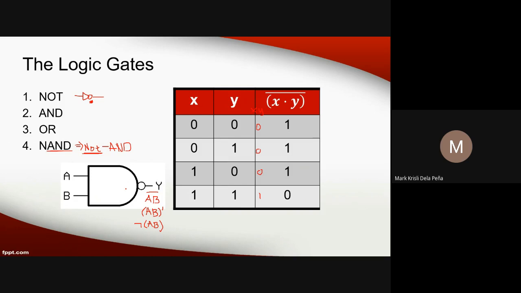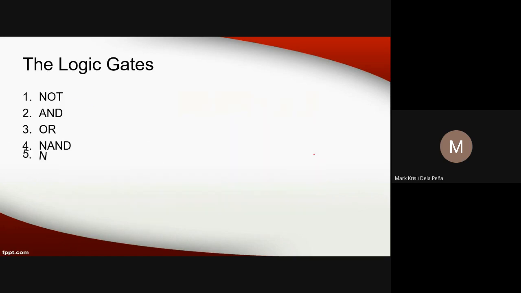So going back, again, this is the NAND gate, and this is the truth table for a NAND gate. The next one is NOR, and this is NOT OR. Just remember that N represents the NOT. The symbol for a NOR gate is an OR gate which has a bubble. NOR is just the complement of OR.